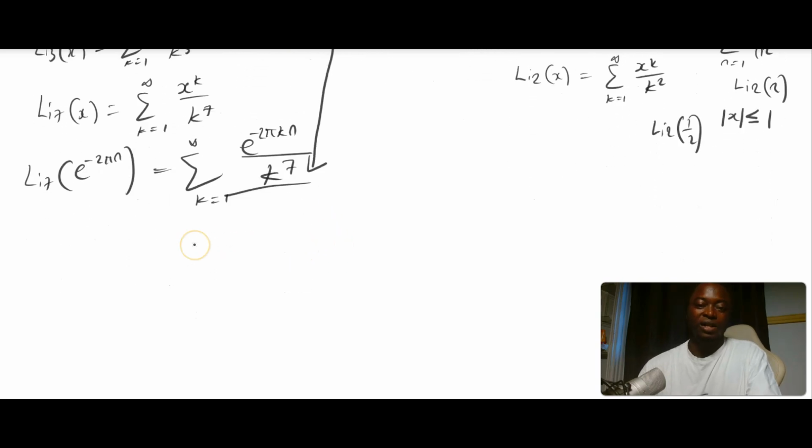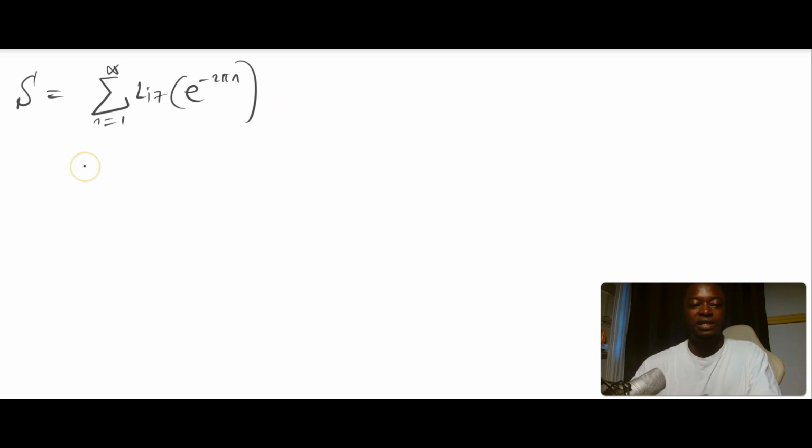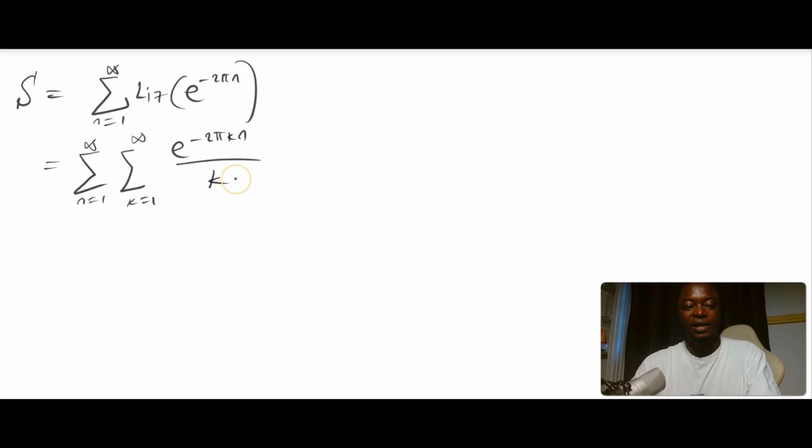So let's proceed. Let's start with a double sum S. Our sum S is equal to the sum as n runs from 1 up until infinity of the polylogarithm of order 7 of e to the negative 2 pi n. And we say that this is equal to the sum as n runs from 1 to infinity of the sum as k runs from 1 to infinity of e to the negative 2 pi kn, all divided by k to the 7th power.